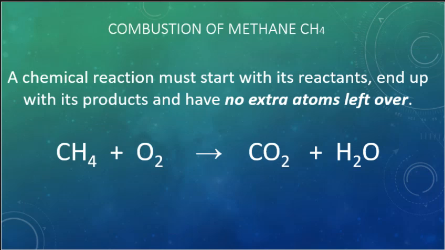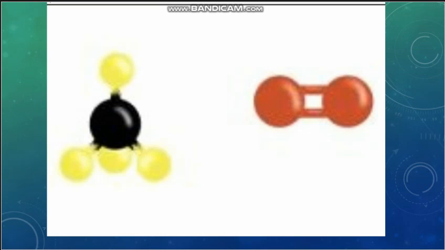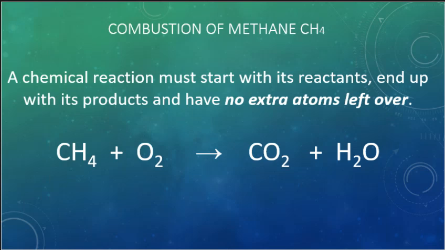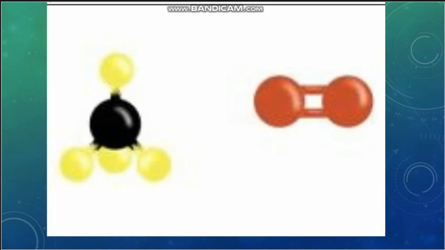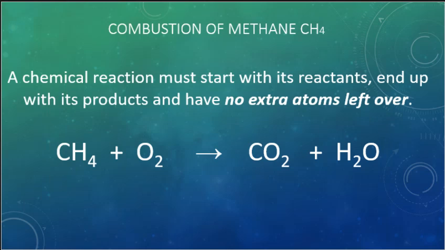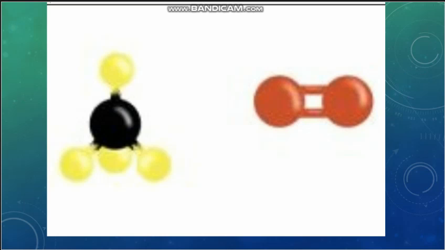A chemical reaction must start with its reactants and end up with its products and have no extra atoms left over. No extra atoms left over. So we know what this one is. This is one we just did, right? Okay, so let's say we didn't put our coefficients in front of it. So we have a CH4 and an O2. CH4 and an O2. Okay, we're supposed to get CO2 and H2O, but let's see what happens when we do this.